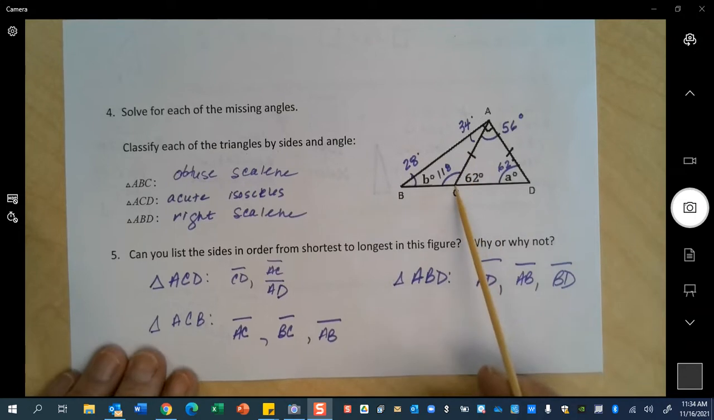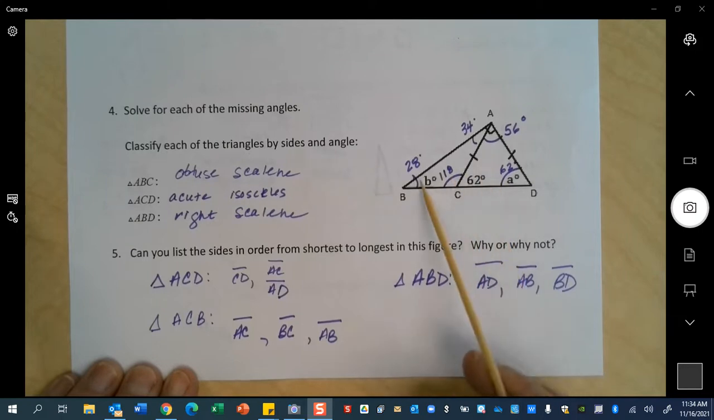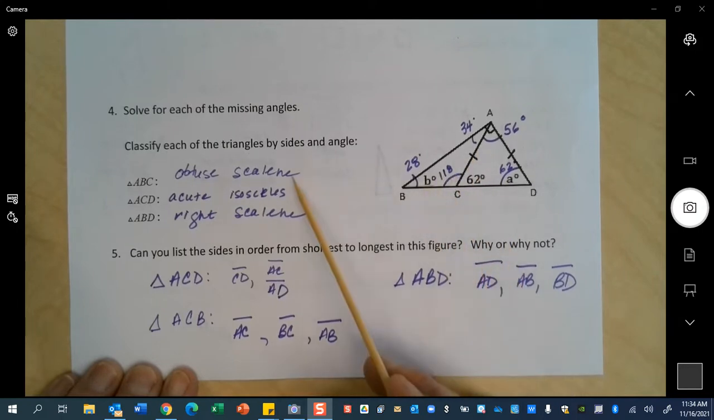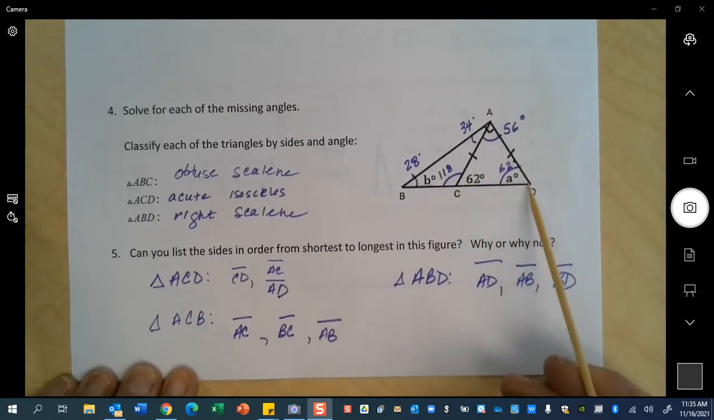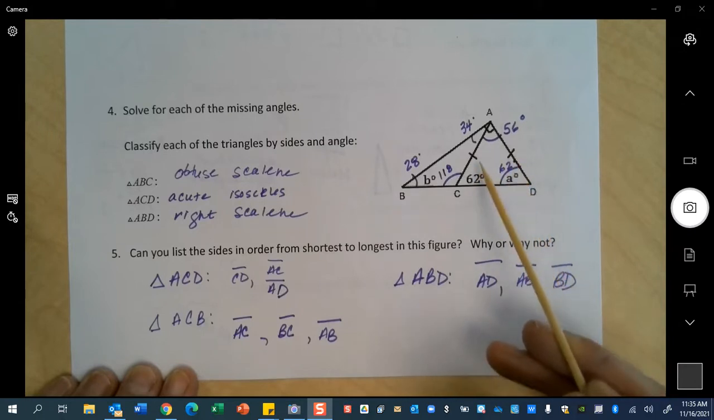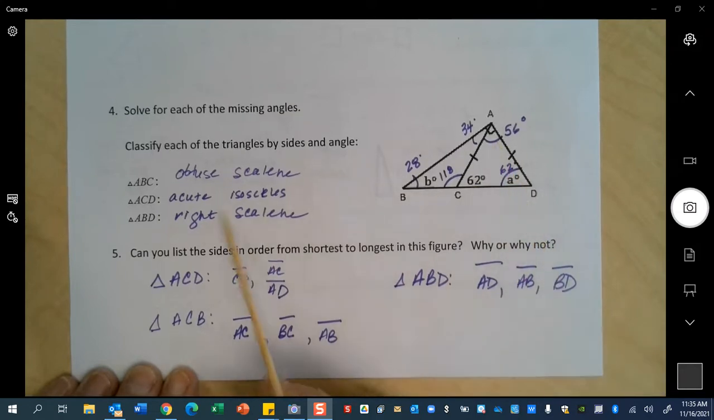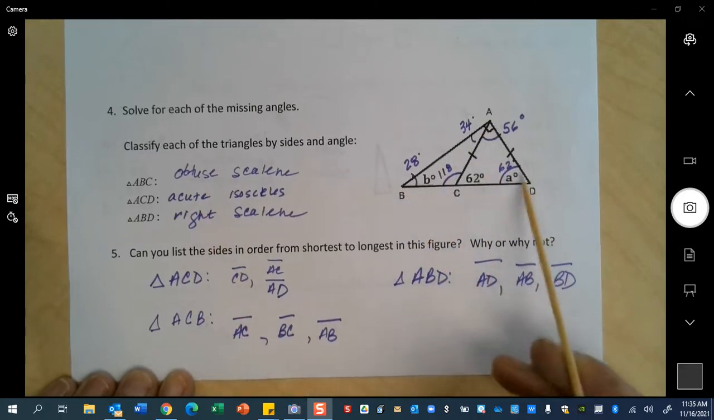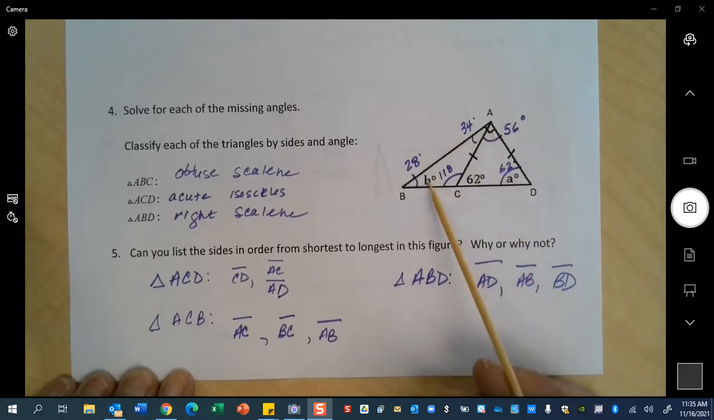ABC is obtuse and scalene because this is greater than 90 degrees, and all of my angle measures are different, which means all my sides are different. ACD is an acute isosceles. It's isosceles because these 2 sides and base angles are congruent, and everything is less than 90 degrees. That's why it's acute. I know that ABD is a right triangle because of that box, and I know it's scalene because these 2 complementary angles have different measures.